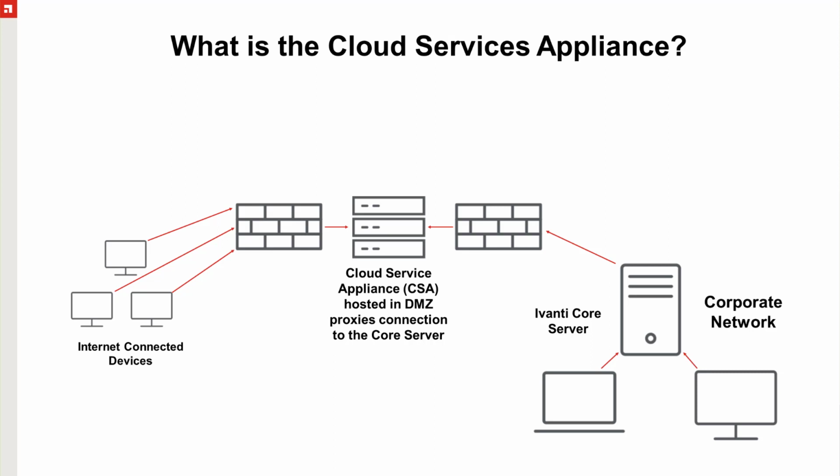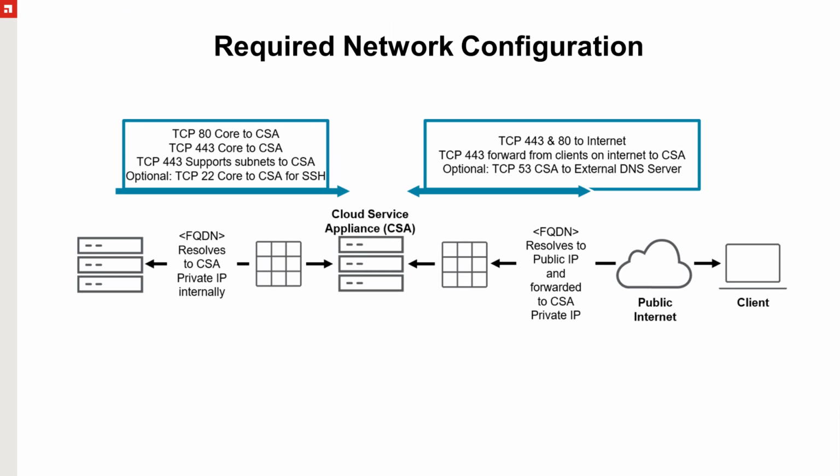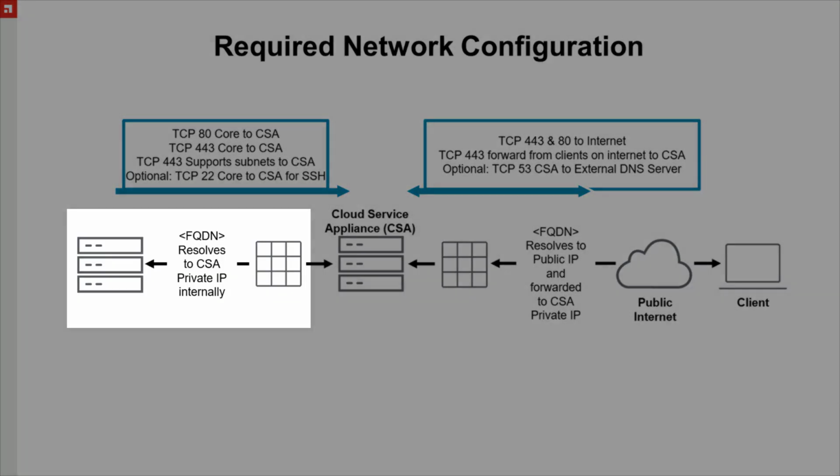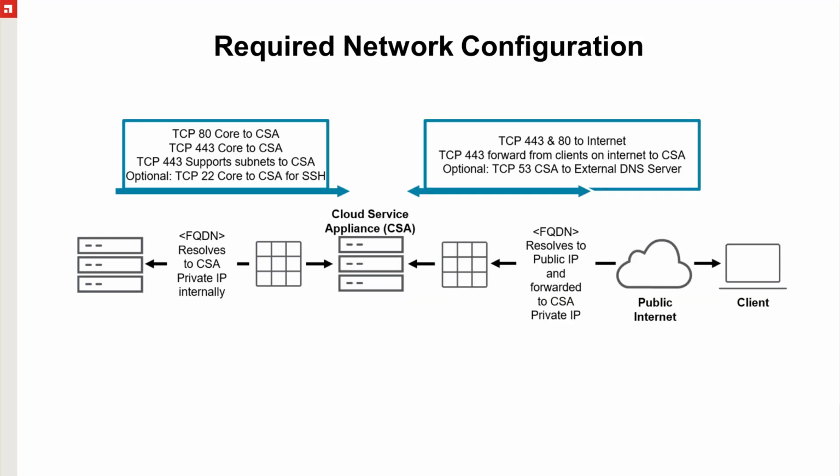This is the biggest part. It's actually relatively simple, but it is your biggest bottleneck in provisioning and setting up a cloud service appliance. Obviously, before we can fully configure and test it, these network rules need to be in place. So this is a network diagram that shows the traffic. Of course, we've got the internet on the right with clients on the right, and we've got the core server on the left. And so when the core server makes a connection to the cloud service appliance, the only port it has to have access to is 443.